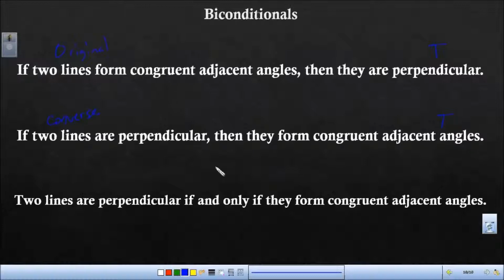And that allows me to do something called a biconditional. A biconditional is a statement in if and only if form. And notice that we've taken this part: two lines are perpendicular if and only if they form congruent adjacent angles. If and only if means that you can read it both ways. You can read it this way and you can read it this way. Two lines are perpendicular, then they form congruent adjacent angles, or they form congruent adjacent angles, then they're perpendicular. Okay, so biconditionals.